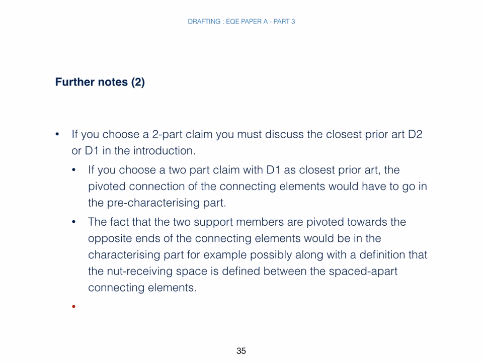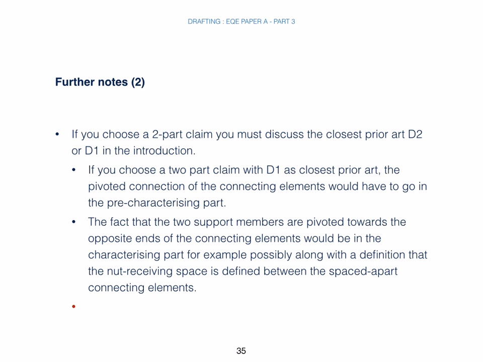If you choose a two-part claim with D1 as closest prior art, the pivoted connection of the connecting elements would have to go in the pre-characterizing part, and the fact that the two support members are pivoted towards the opposite ends of the connecting elements would be in the characterizing part, for example, possibly with the definition that the nut receiving space is defined between spaced apart connecting elements. So if you're going to do your claim based upon D1, your claim can have a completely different structure than if it's based upon D2.